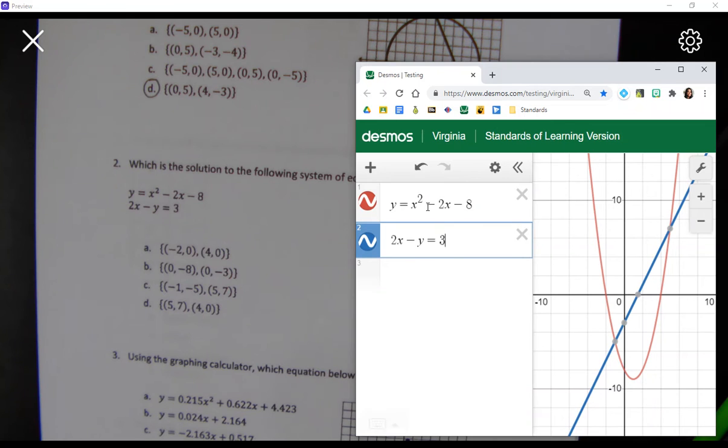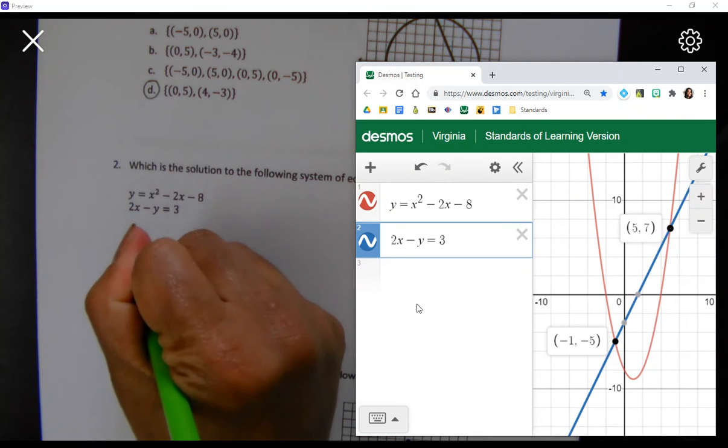Okay, so I did graph both of them exactly the way it is, and look at where they cross at negative 1, negative 5, and 5, 7. So the answer is C.